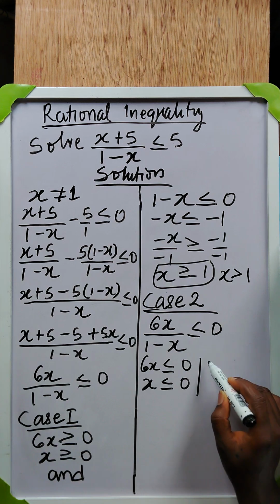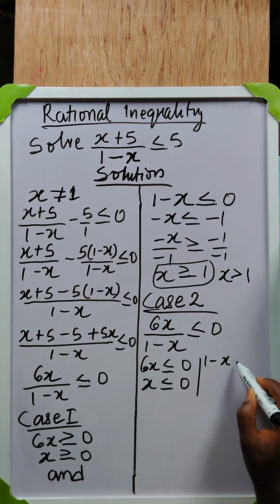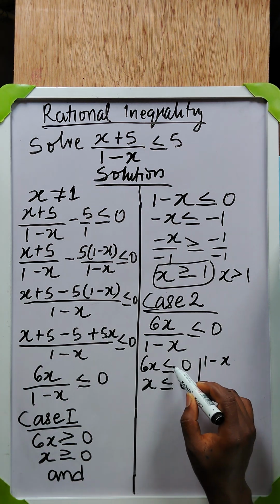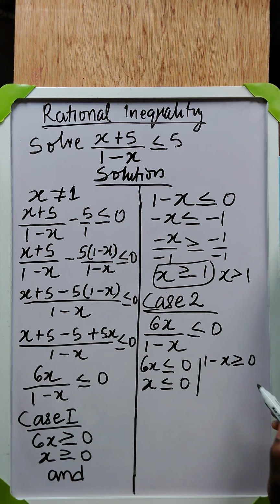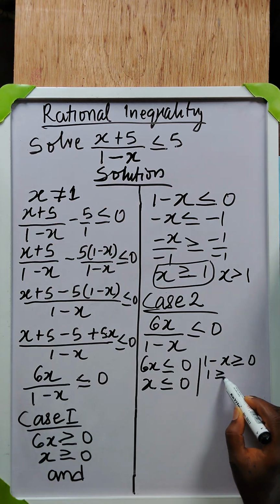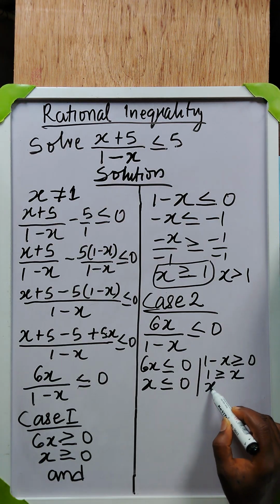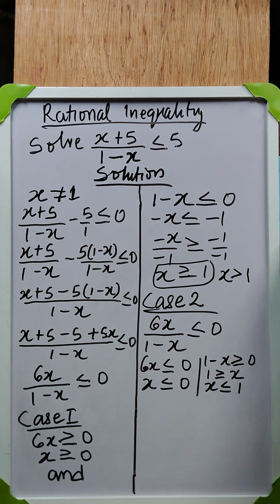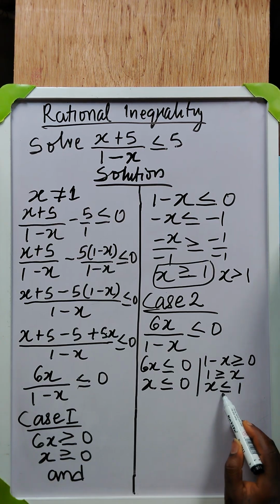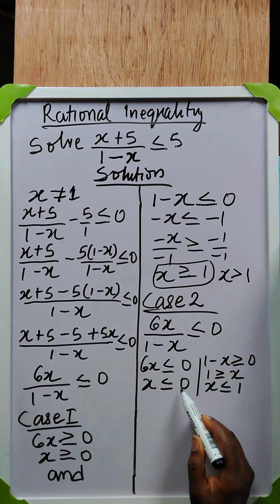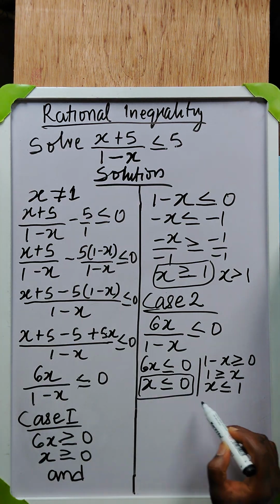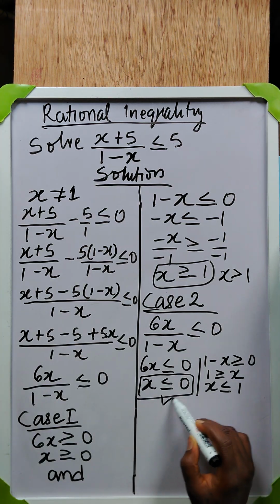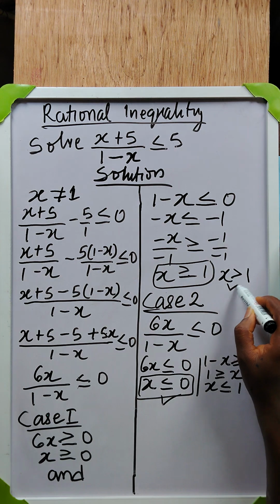And the denominator, 1 - x, will be here. This is greater than 0, positive. That means if I transpose this here, I will have 1 is greater than or equal to x, or x is less than or equal to 1. So if a set of numbers is less than 1 and that set of numbers is less than 0, this defines it. So in this case, this is what we select. In this case, this is the outcome.